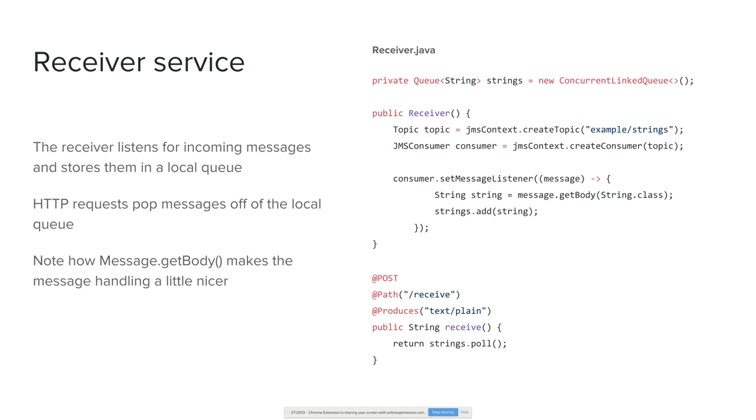We have an in-memory collection here to store the result of the asynchronous receive operations, the listener. And then as HTTP requests come in to fetch those messages, we just return from that collection.